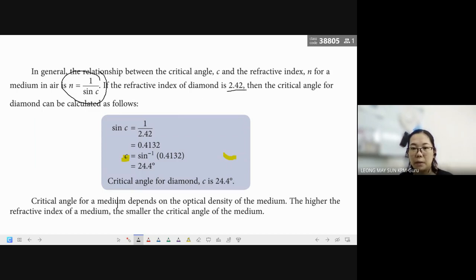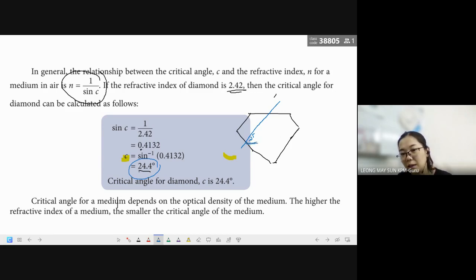So for example, diamond. Diamond refractive index is 2.42. So 1 over 2.42, you get 0.4132. So sine inverse of 0.4132, the angle is 24.4 degrees. So this means that if I have a diamond and light rays enter the diamond, then when the incident angle is greater than 24.4, it will be reflected. The reflected angle will be the same as the incident angle.